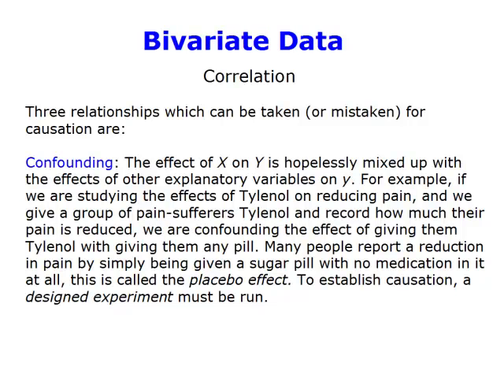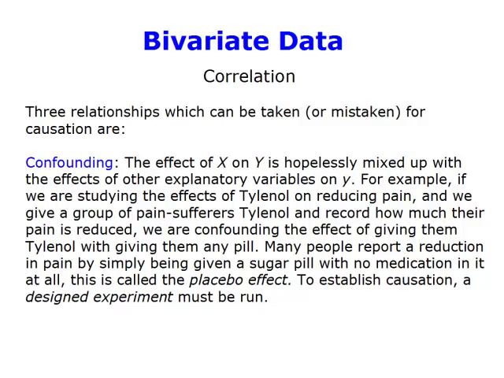The third one would be confounding. The effect of x on y is hopelessly mixed up with the effects of other explanatory variables on y. For example, if you are studying the effects of Tylenol on reducing pain, and we give a group of pain sufferers Tylenol and record how much their pain is reduced, we are confounding the effect by giving them Tylenol with giving them any pill. Many people report a reduction in pain by simply being given a sugar pill with no medication in it. This is called the placebo effect.